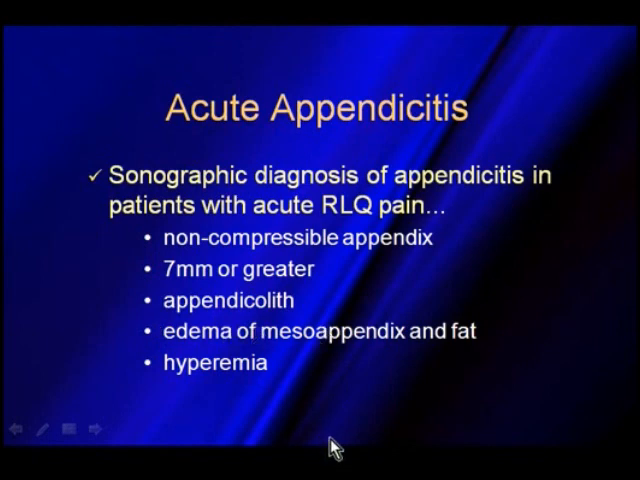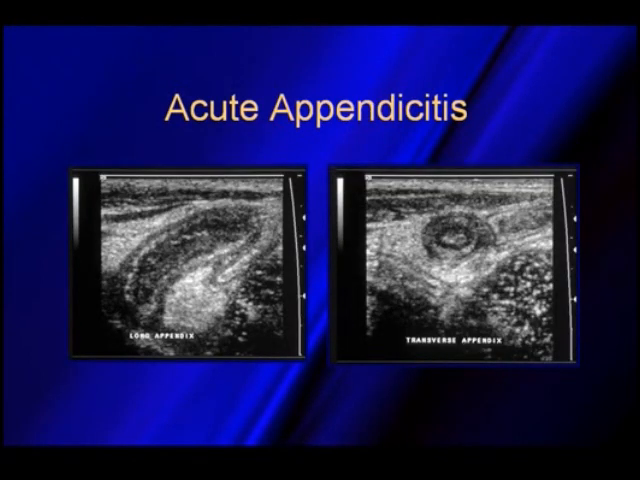If you see the presence of an appendicolith, that is abnormal. Edema of the mesoappendix and fat surrounding it is, I think, the key to diagnosing acute appendicitis, and you can use color Doppler and look for the presence of hyperemia or increased blood flow.